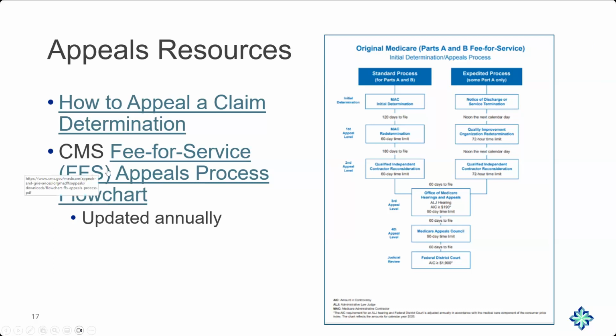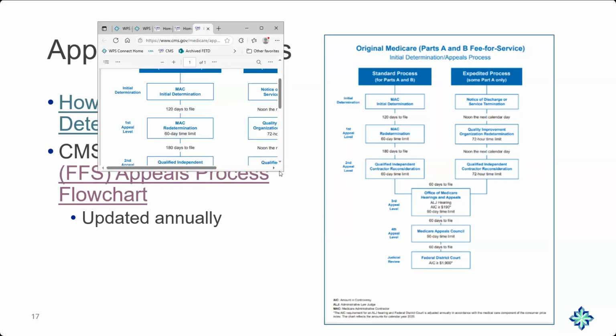The second bullet is one of my favorite appeals resources, my go-to, so I want to share it with you. It's the fee-for-service appeals process flowchart. You can see the graphic on the slide, but I do want to open it and speak from it to talk about it a little bit. This flowchart shows you, here it's coming slowly, and I'm going to drag this over and make it bigger so you can see it. All right.